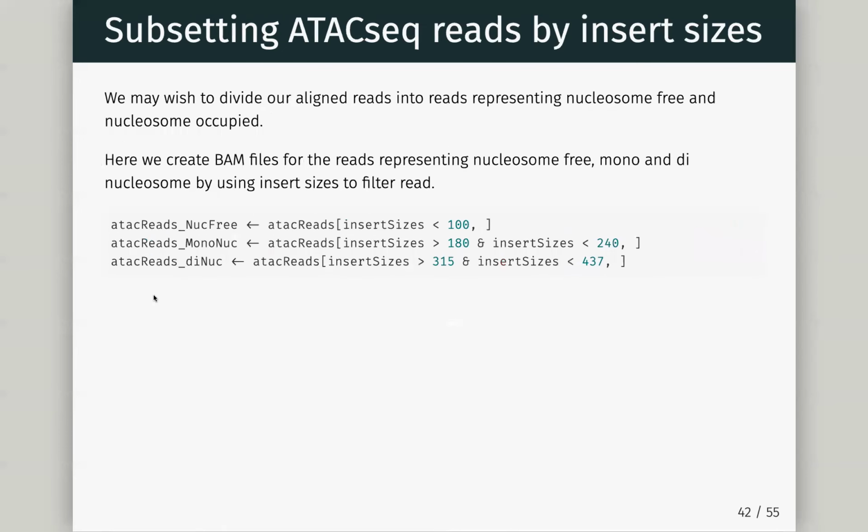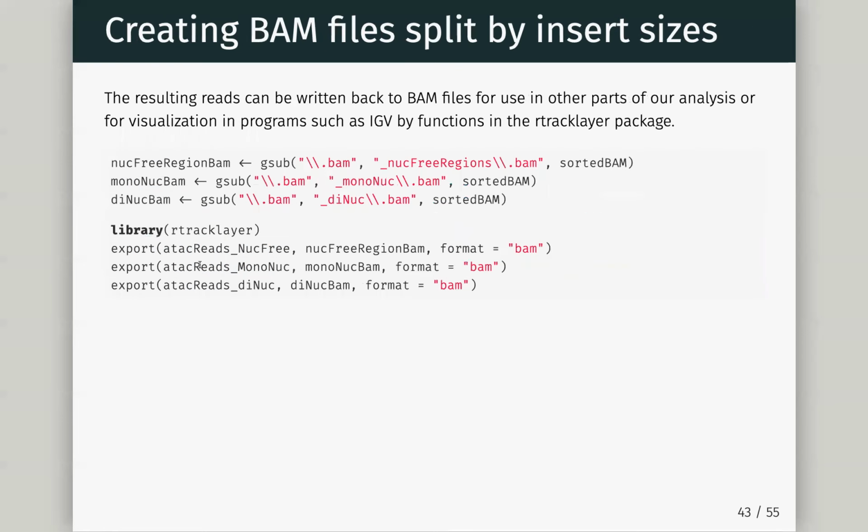Okay. So we can then separate out our reads or our fragments and then make a nucleosome-free, mononuke, dinuke. And then with that, we could use our track layer and just export the reads as a BAM file using export, give it the GA alignments pairs object, tell it the file name you want to write to, and just give it format equals BAM. Okay? And that will produce an indexed BAM file.